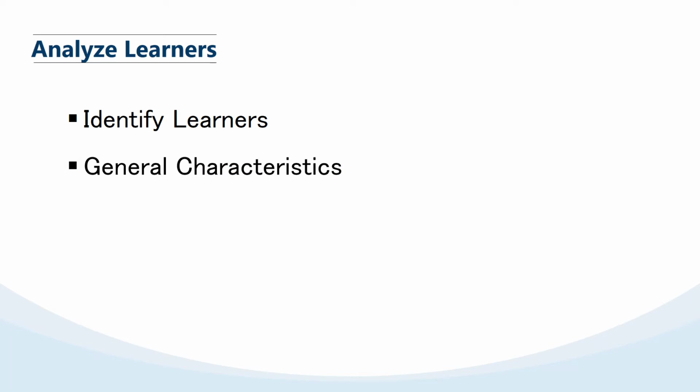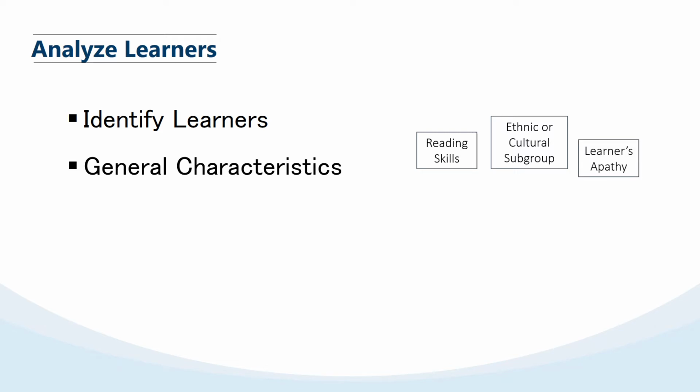General characteristics. A superficial analysis of learner characteristics can provide helpful leads in selecting instructional methods and media. Characteristics of the learners depend on reading skills, ethnic or cultural subgroup, learners' apathy, grade level, social background, and sex.